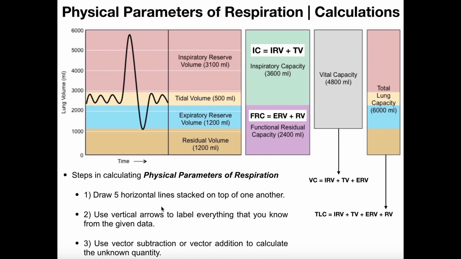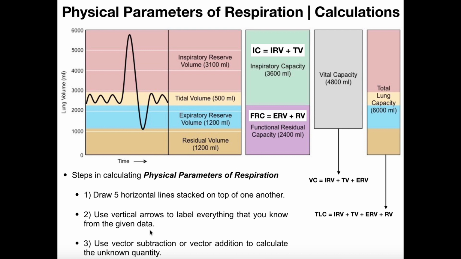Then you're going to use vertical arrows to label everything that you know, because you're going to be given some pieces of data. You might be given the inspiratory capacity, so you just need to know that's from the first line down to the third. Okay? And of course that's going to be the IRV plus the TV, but it's going to be the first line down to the third. You might be given the vital capacity. That's the first line down to the fourth.